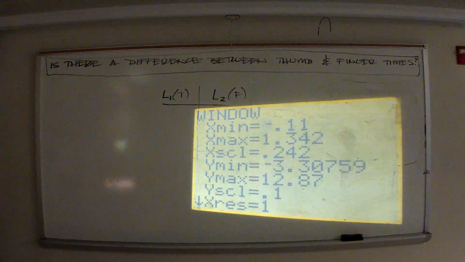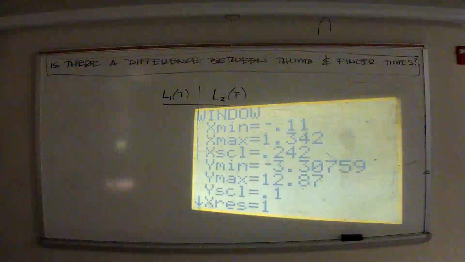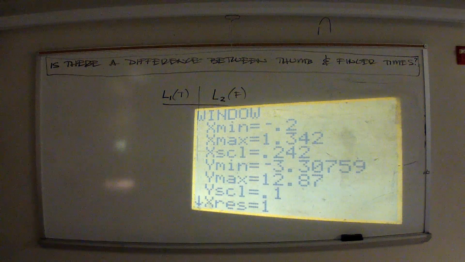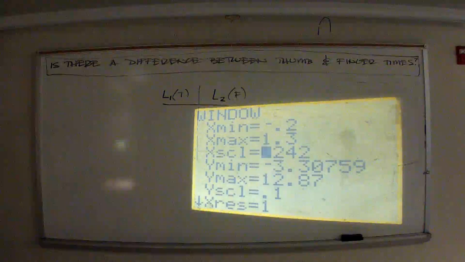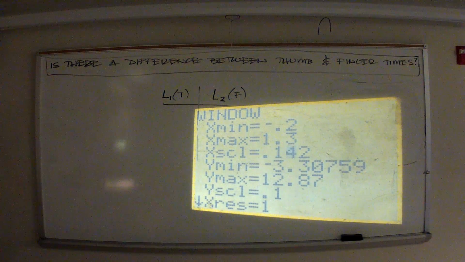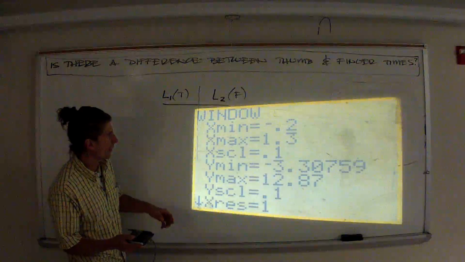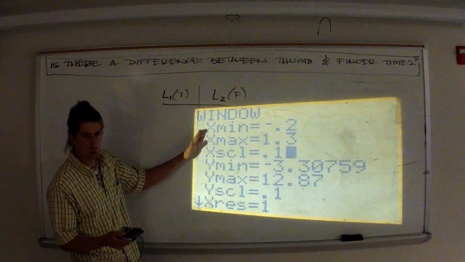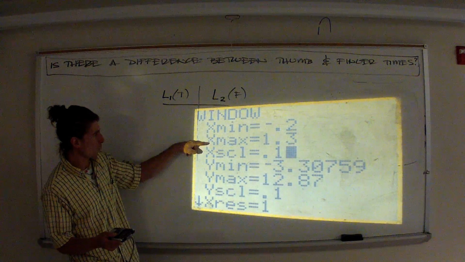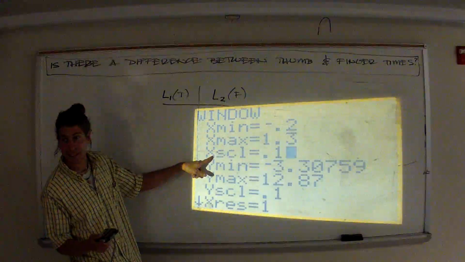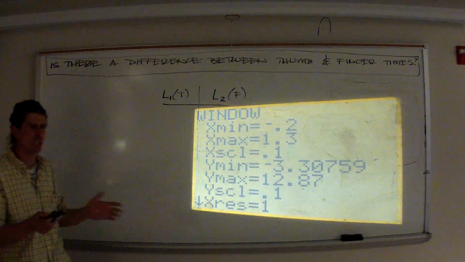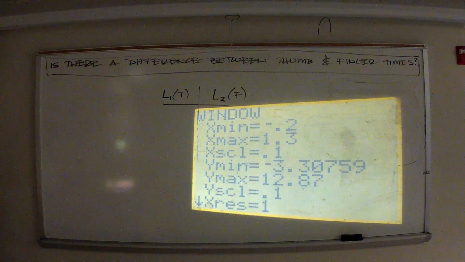Let's see, x-min, let's make it nice pseudo-decimally integral values. X-max of 1.3 and an x-scale of 0.1. Let's see if that window set up right there gives us something interesting to look at. So I made my x-min negative 0.2, which is a little bit below positive 1.3 on the x-max and a scale of 0.1. Let's see if this shows us something interesting, a little more refined than the window it gave us.